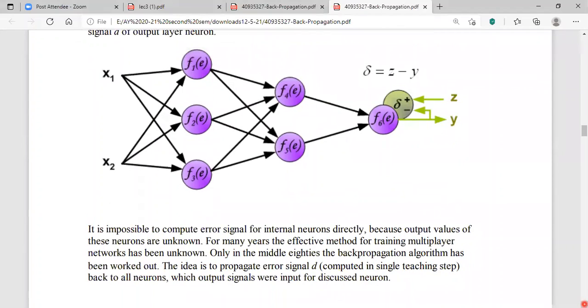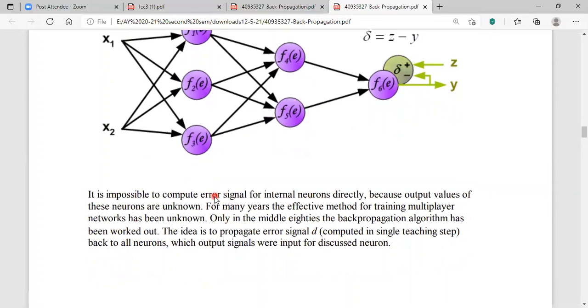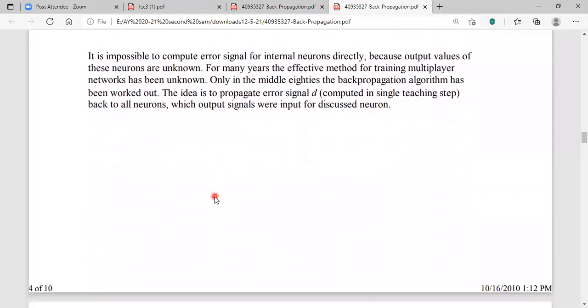So directly we cannot calculate the error signal for each internal neuron. So scientists have developed this backpropagation algorithm. You need to propagate this error signal back to all the neurons whose output signals were input for the discussed neuron.